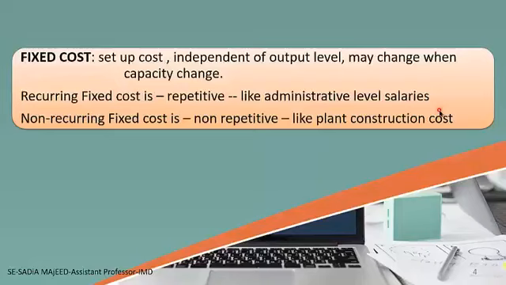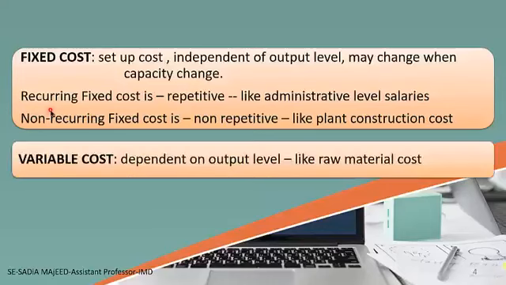Even though during these months of the pandemic your factory is shut down, you need some level of the administrative staff. The salaries of those administrative staff are independent of the output level, and that is why the salaries of those administrative level staff are known as the recurring fixed costs.